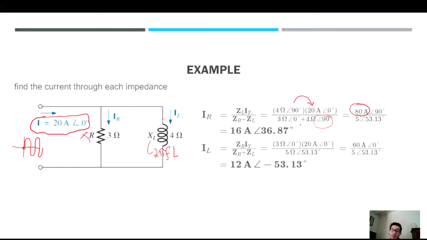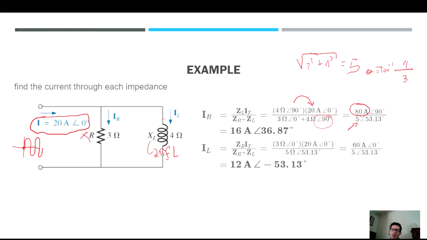For the denominator, we simply have to find the magnitude, and this is the square root of 3 squared plus 4 squared. We know that this is the square root of 25, which equals 5, and that's what we have here. And to find the angle, we simply do the inverse tangent of the imaginary part, which is 4, divided by the real part, which is 3.